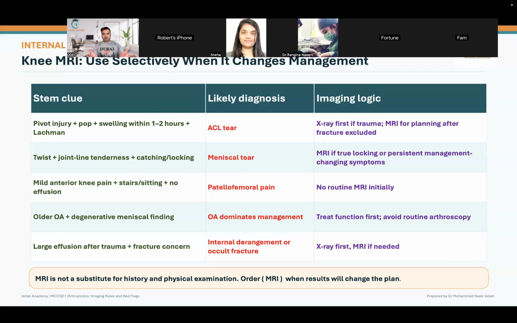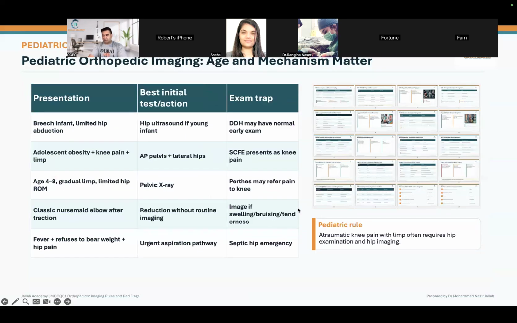This is different. Large effusion after trauma plus fracture concern. So obviously, if there is a trauma, then there is a huge effusion. I am thinking about serious injury, so I have to rule out the fracture. Internal derangement or occult fracture, so I have to do X-ray. I am concerned about internal derangement, so I would continue and do a follow-up MRI if I'm not happy with the X-ray finding. MRI is not a substitute for history and physical examination. Order MRI when the result will change the plan or the treatment.